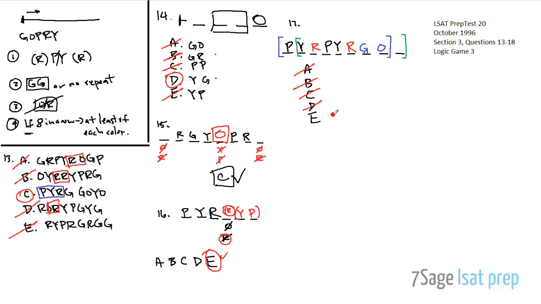That is just a very generic, very unoffending answer choice right here. It just doesn't violate any of our rules, and that's good enough for us in this case. Answer choice E is the answer to 17.